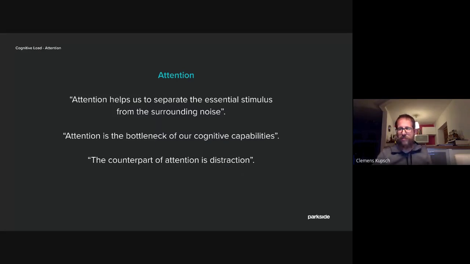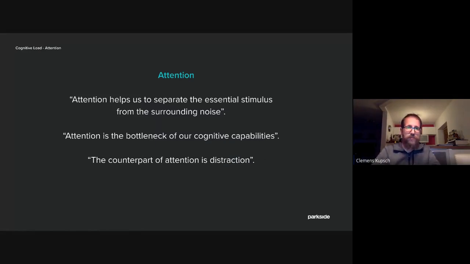So sometimes, let's say you start to get into learning material and you're sitting in a restaurant. There's noise around you. You can start getting into your learning material and you would not even hear things around you. You can fade those out. So that's one way of our mind to separate the essential stimulus from the surrounding noise.